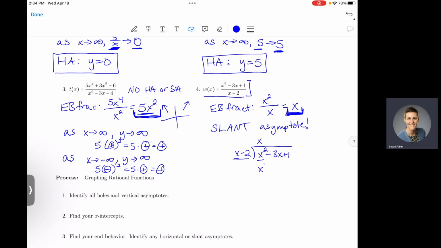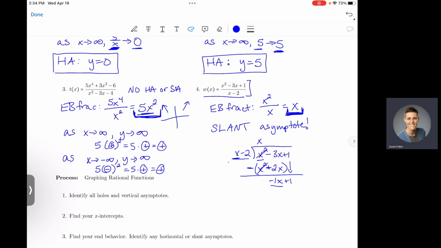And so we're going to get x squared minus 2x. After you multiply, you're going to subtract the whole thing. x squared minus x squared cancels. Negative 3x minus a negative 2x becomes negative 3x plus 2x, which is negative 1x. And then this comes down, so we have a plus 1 here. All right. Leading term inside is divisible by leading term outside, so we've got to keep going.